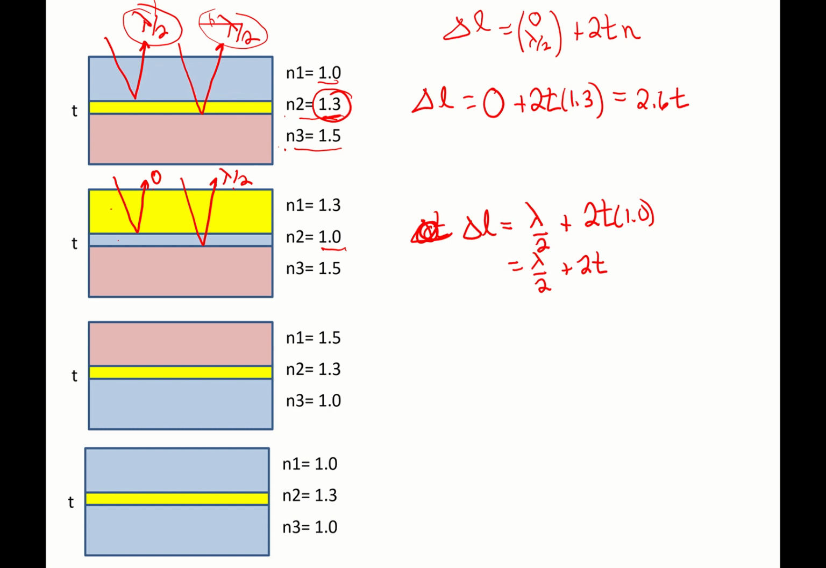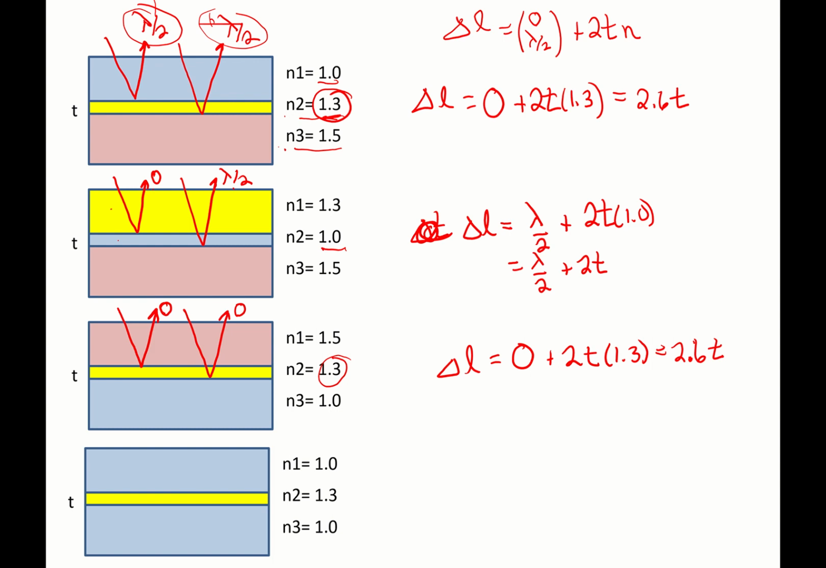All right, let's arrange those in a different order. Now we're going to put the 1.5 on top, then 1.3, then 1.0. Off the top surface, I'm going from 1.5 to 1.3. That's a soft reflection, so no shift. At the bottom one, I'm going from 1.3 to 1.0. Again, I'm going down, so no shift. So both don't shift, and my path length difference is 0 for the shift due to reflection, plus 2t times the index of refraction of the film, which is 1.3, so it's just 2.6 times t.